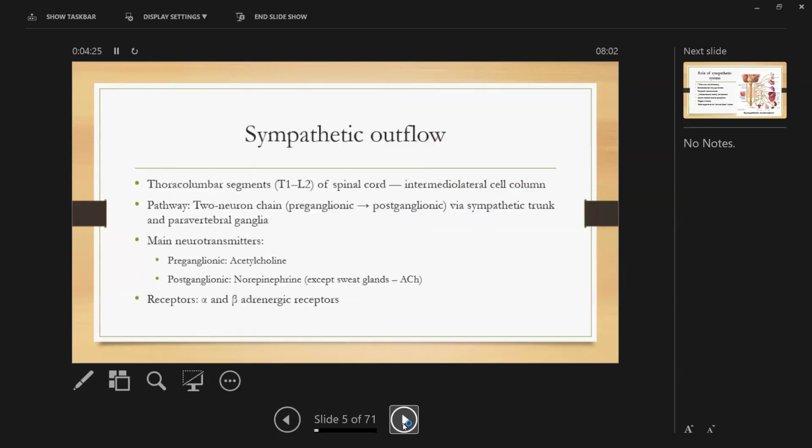Coming to the sympathetic: as we all know, sympathetic outflow is thoracolumbar. It arises from the intermediolateral column, and from there it reaches the preganglionic and postganglionic ganglia via the sympathetic trunk. The sympathetic trunk lies in the paravertebral region. In preganglionic neurons the neurotransmitter is acetylcholine, and in postganglionic neurons it is mostly norepinephrine, except in the sweat glands, where it is acetylcholine.